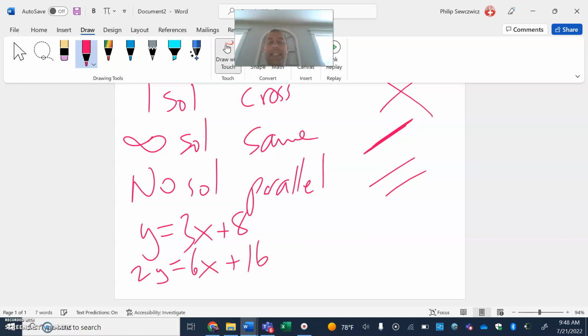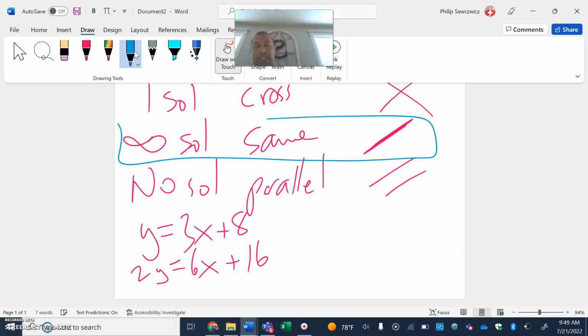Now here, this is going to be an indication that we've got infinite solutions. They are the same line. And the reason why is they're all being multiplied by the same number. So this entire equation got multiplied by a 2, and now it matches up there. That's why it's the same equation, because it's being multiplied by the same number.